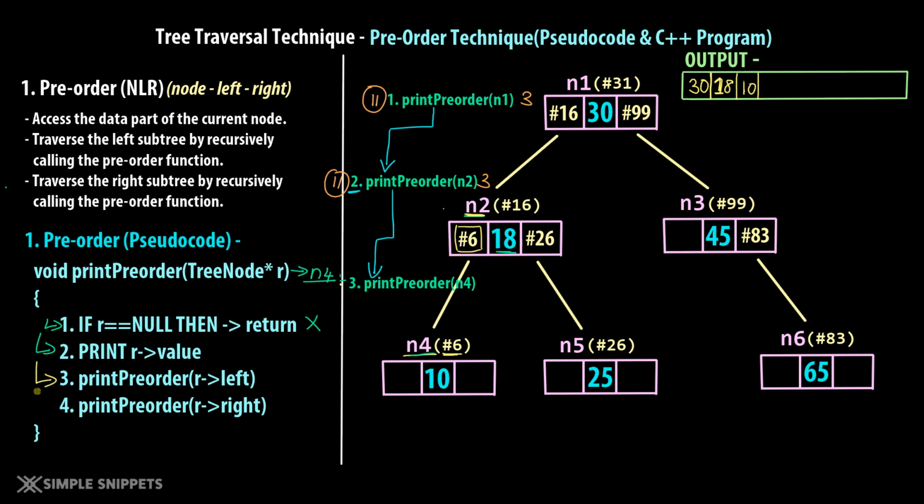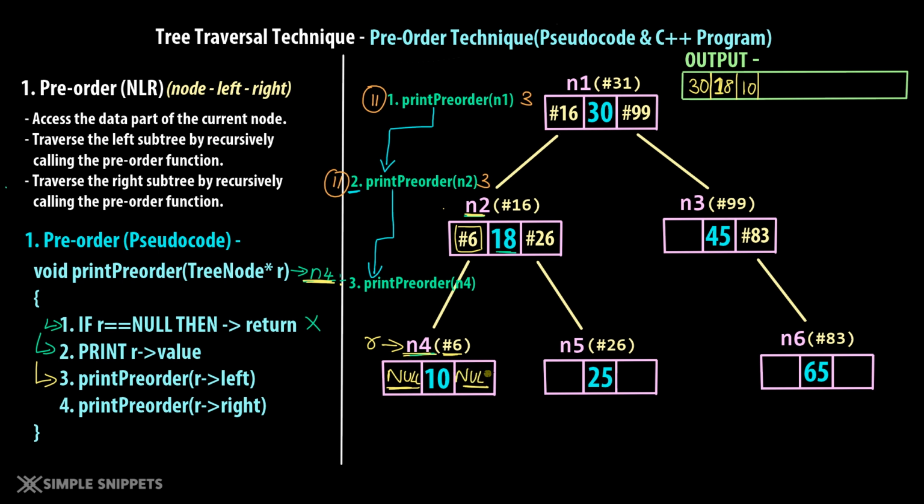Then we will move on to step 3. And again a print preorder call will be given. But this time if you see, r of left is nothing. R is currently pointing to n4, right? R is n4. In the n4 node, on the left and right, we don't have anything because we do not have any children. So these two values will be nothing but null.